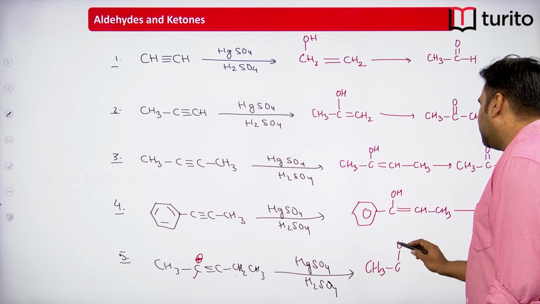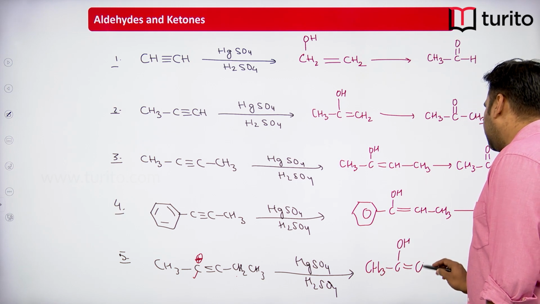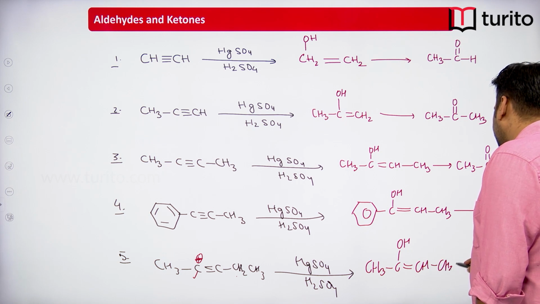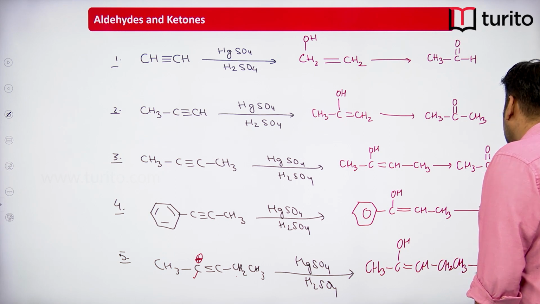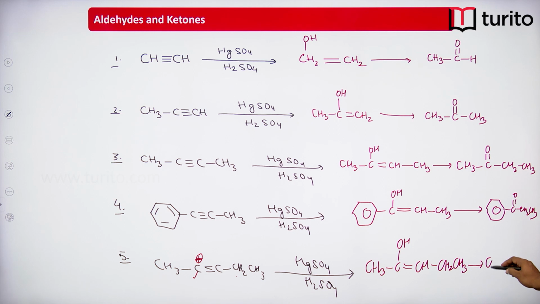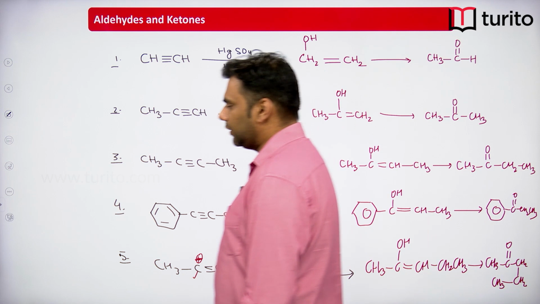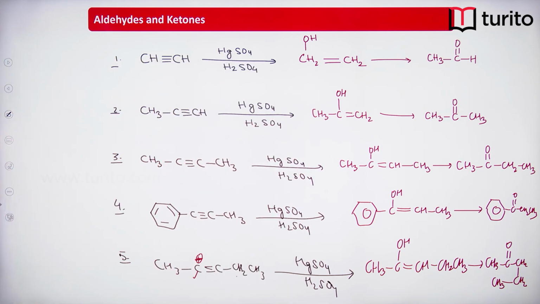So OH will be attacking at this carbon and will form this particular molecule. Now you can do the tautomerization and we will form this as the product. Okay, so we will form this as the product. So I hope this is clear to everyone.